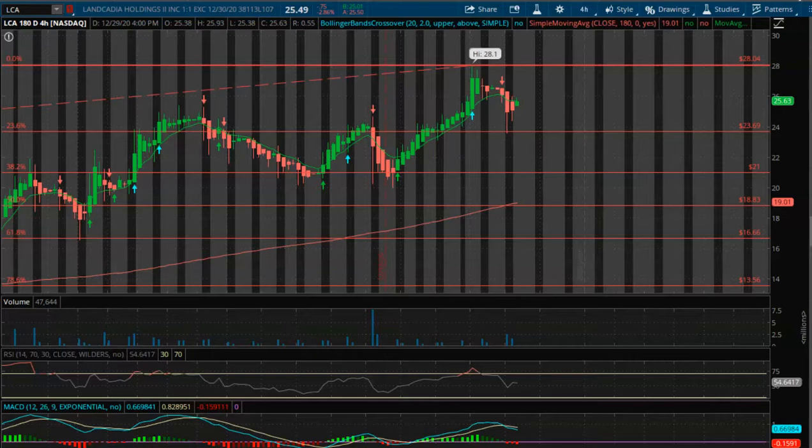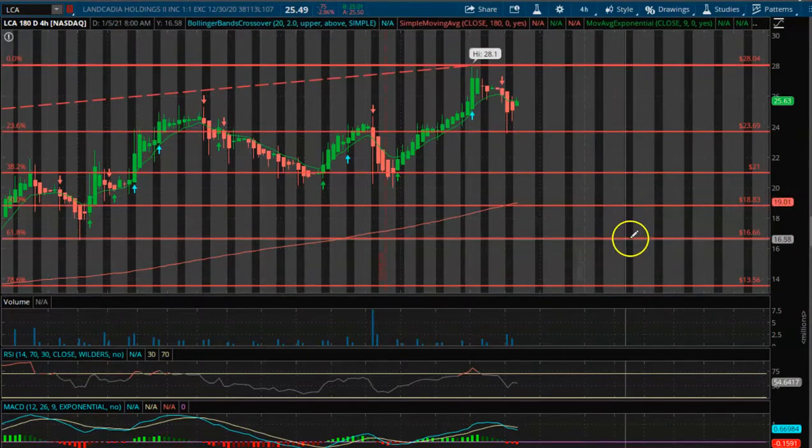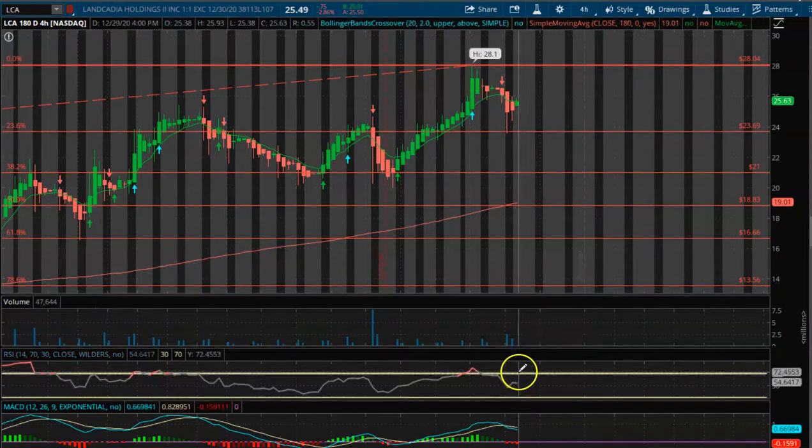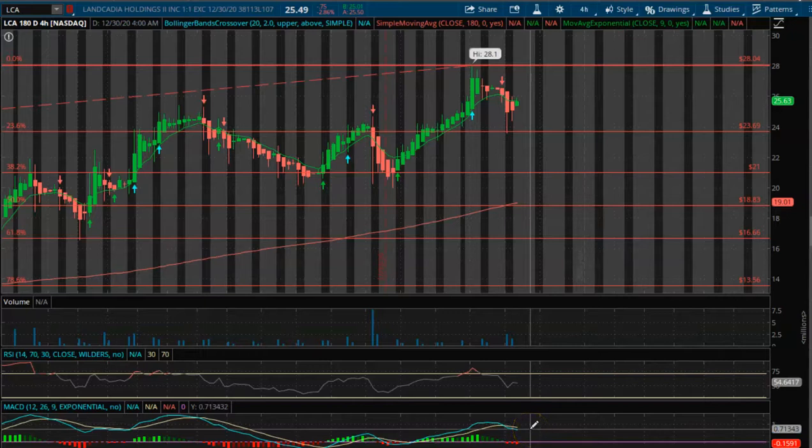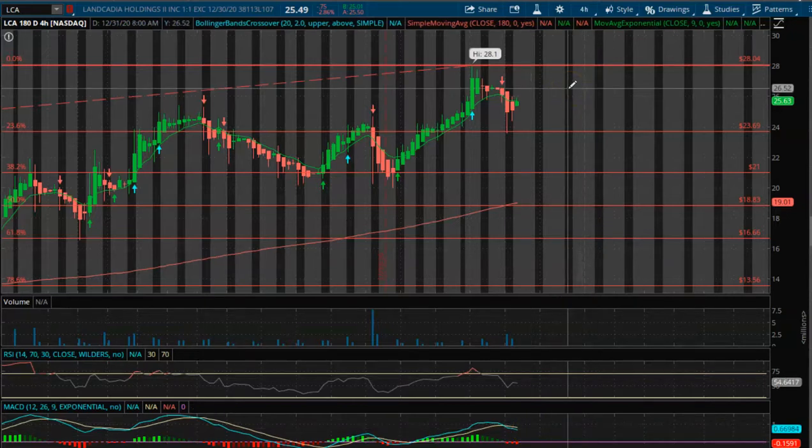In previous videos, we talked about our key indicators that we use on Thinkorswim, such as our exponential moving average, our simple moving average, our Fibonacci retracement levels, which you see here, the key resistance and support levels, our RSI, which is the relative strength indicator, as well as our MACD, which helps us identify the potential for a reversal for a particular stock.